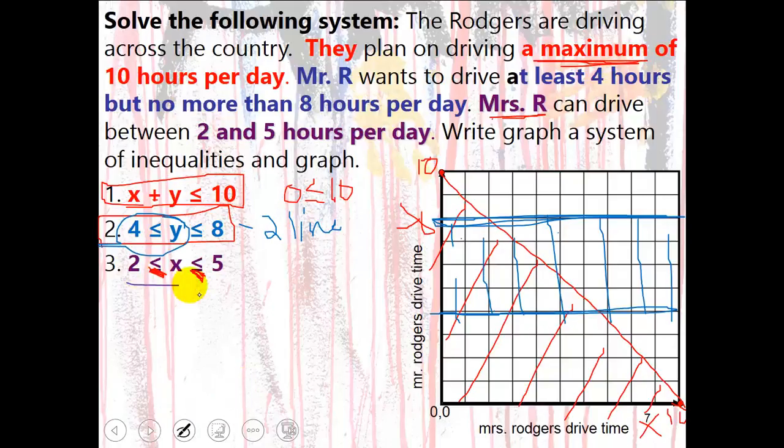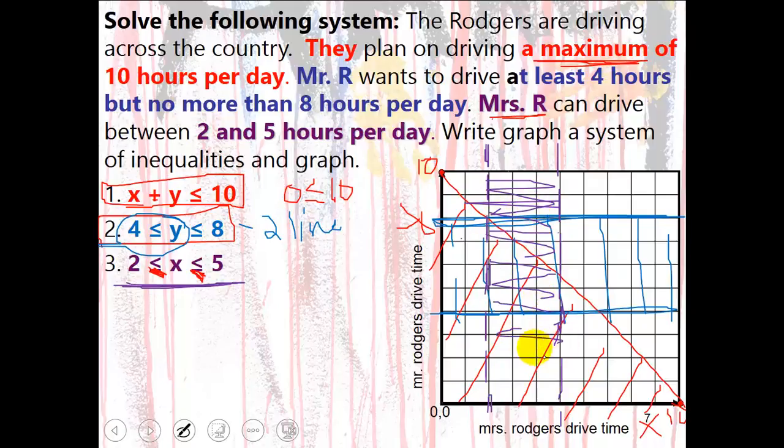And then we have this purple line right here. And there's 2 lines there. X is equal to 2. So let's draw a dashed line here. And 5, 3, 4, 5. And let's draw a dashed line here. Remember, x's are vertical lines. And then we're going to shade in between.